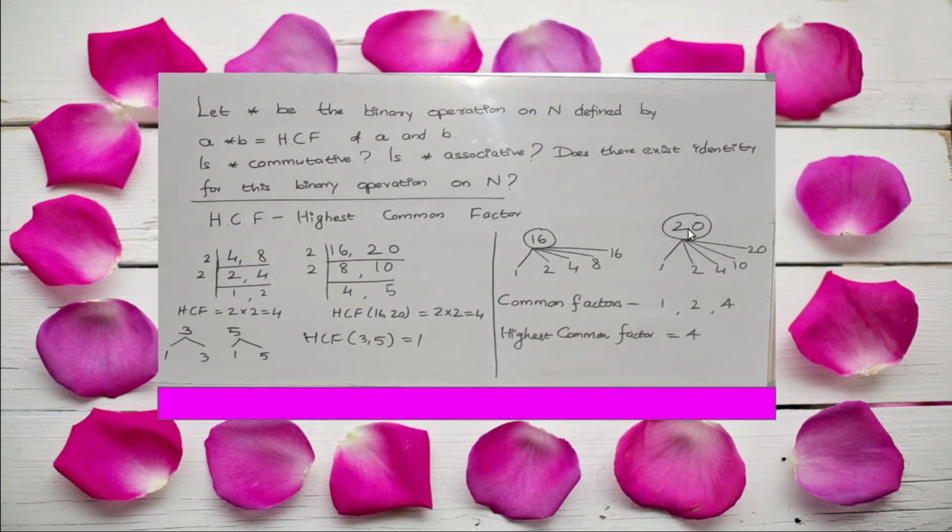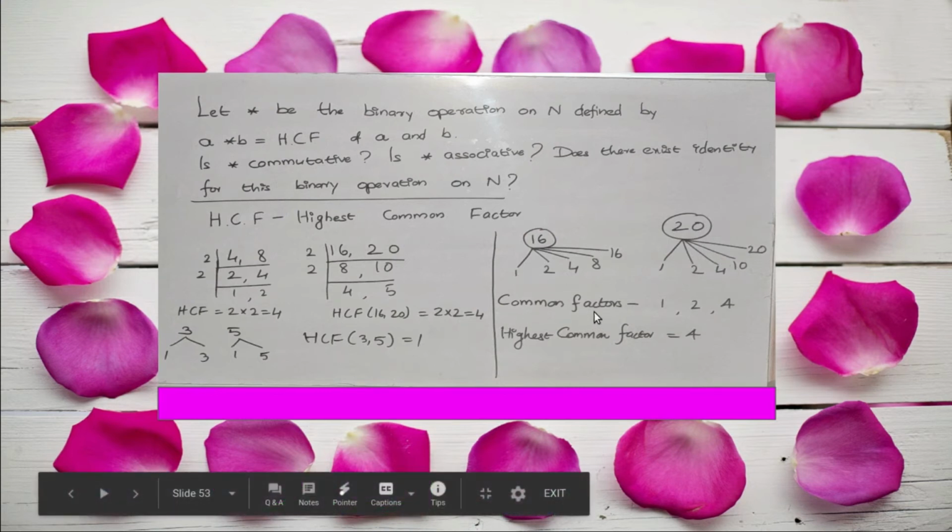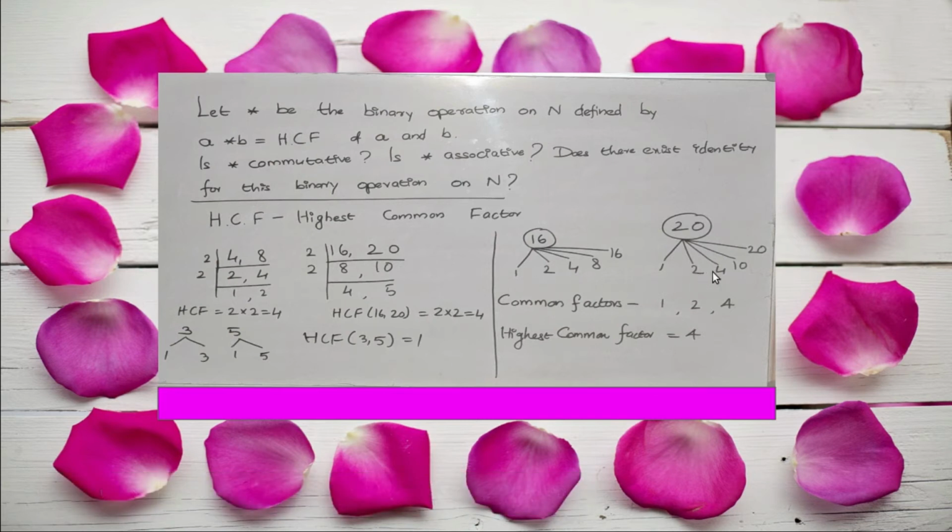Consider two numbers, 16 and 20. Factors of 16 are 1, 2, 4, 8, 16. Factors of 20 are 1, 2, 4, 5, 10, 20. From these factors, take the common factors. The common factors are 1, 2, 4. From these common factors, take the highest common factor, which is 4. That is the HCF of 16 and 20.